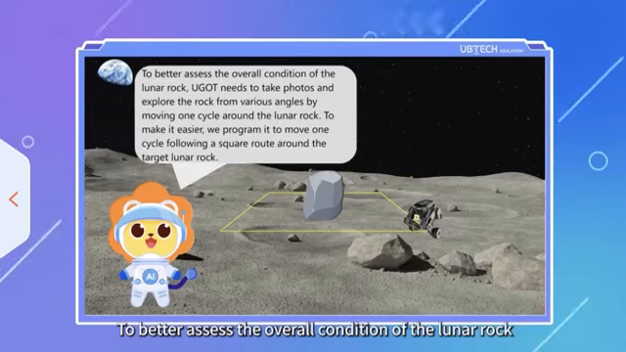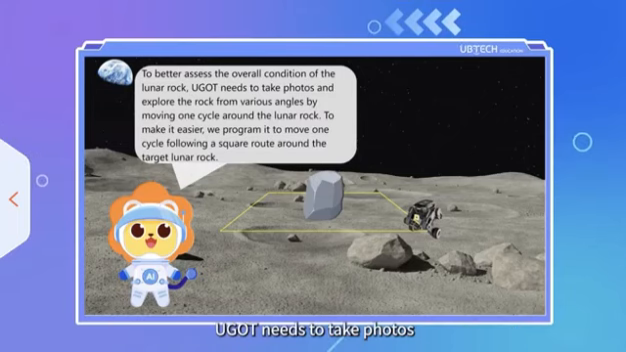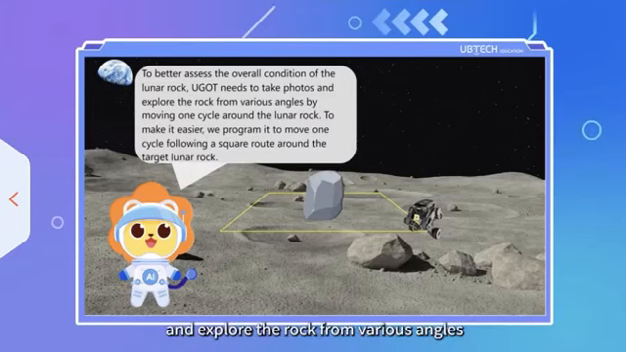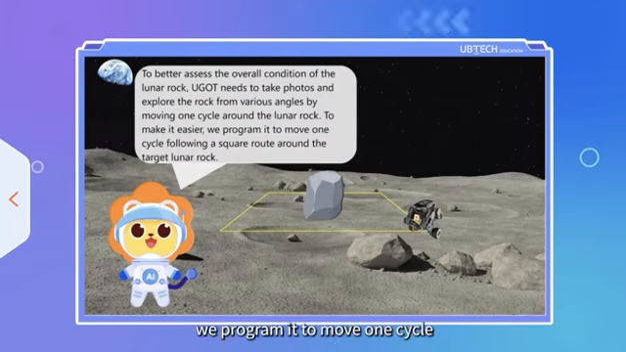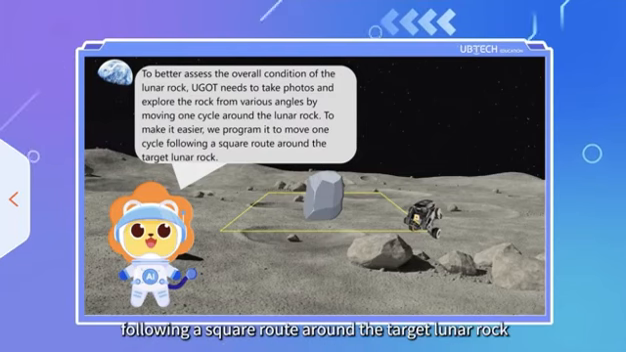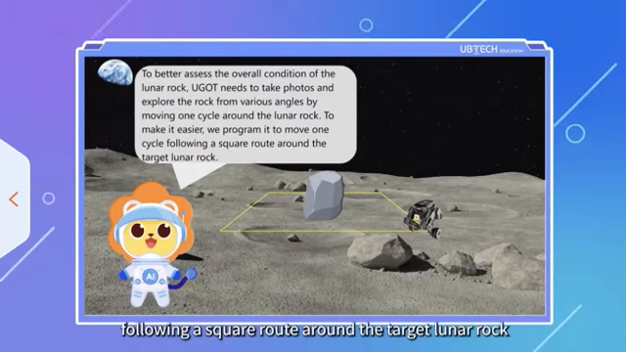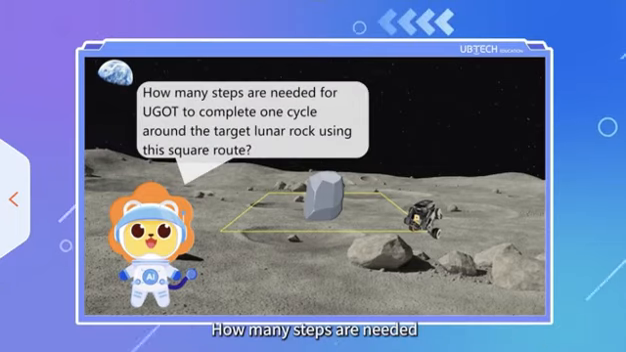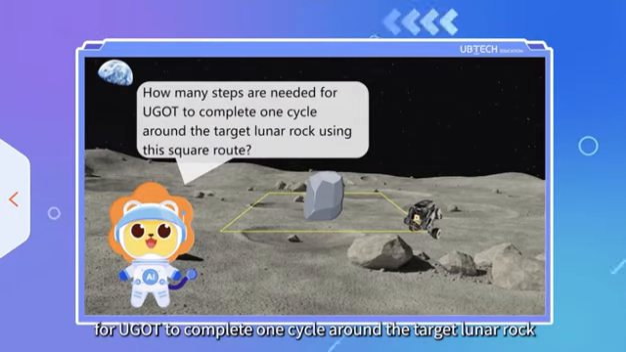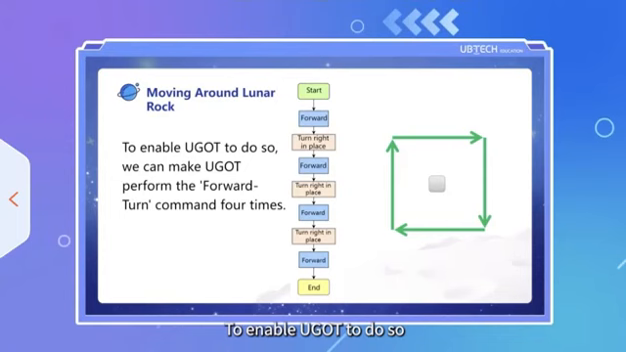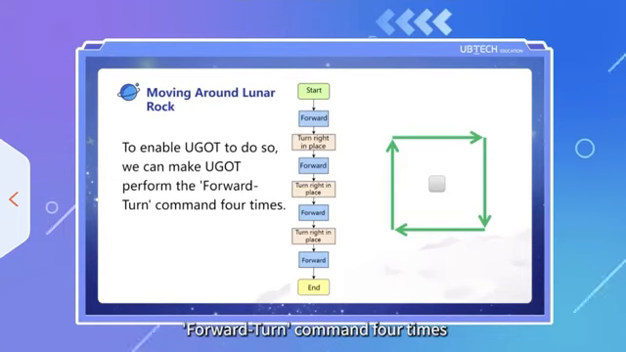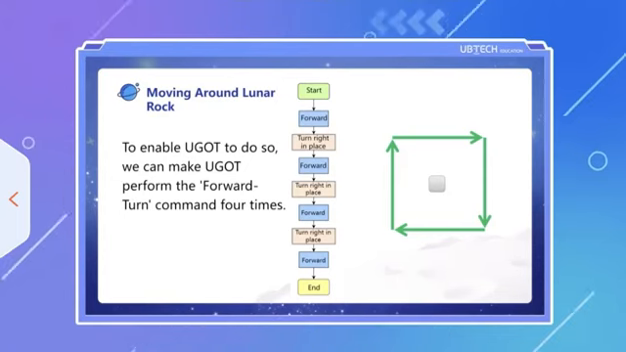To better assess the overall condition of the lunar rock, uGot needs to take photos and explore the rock from various angles by moving one cycle around the lunar rock. To make it easier, we program it to move one cycle following a square route around the target lunar rock. How many steps are needed for uGot to complete one cycle around the target lunar rock using this square route? To enable uGot to do so, we can make uGot perform the forward turn command 4 times.